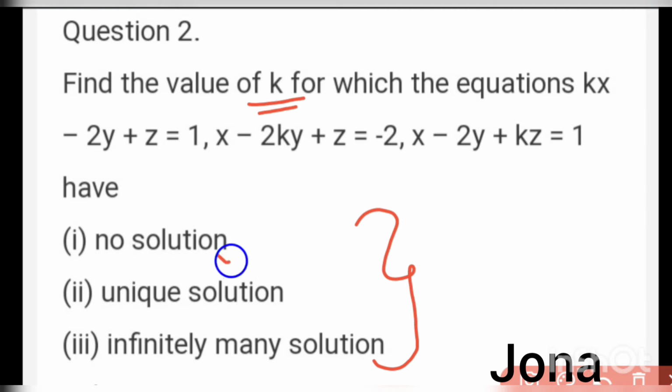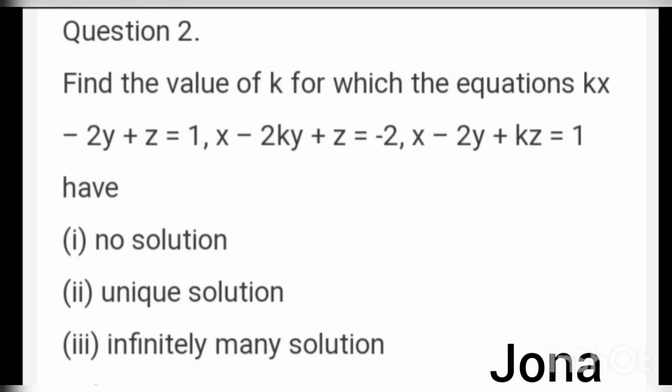The first one is no solution. If it has no solution, find the value of k. If it has a unique solution, find the value of k. If it has infinitely many solutions, find the value of k here. Okay. Let me see the problem there.